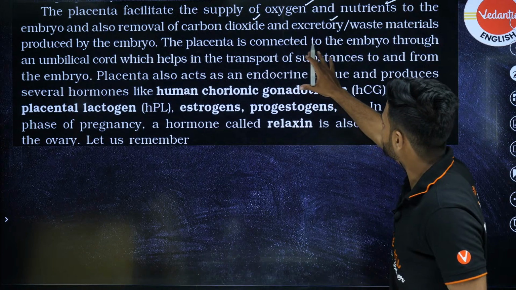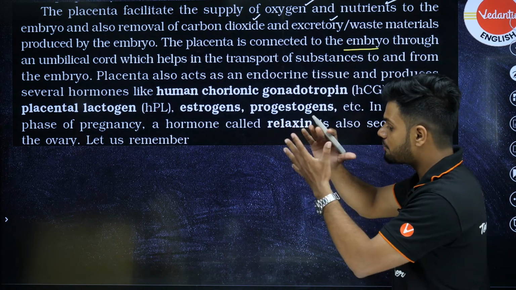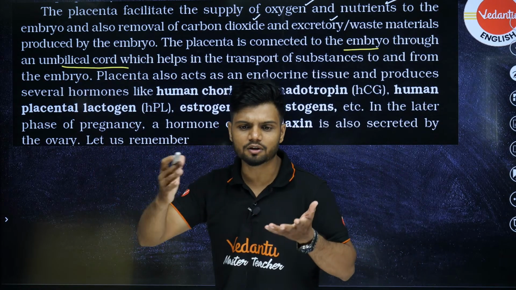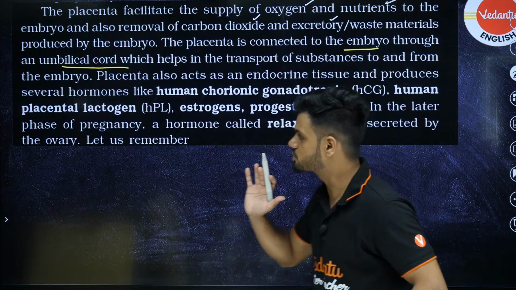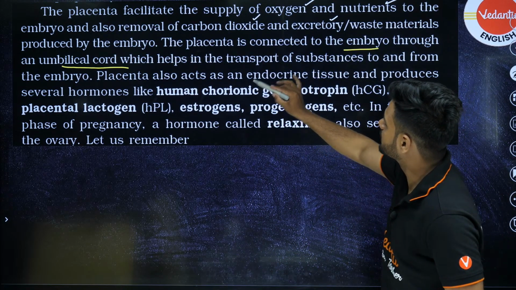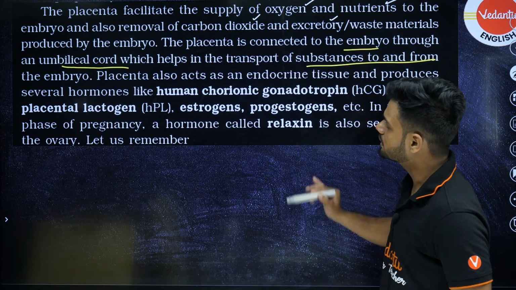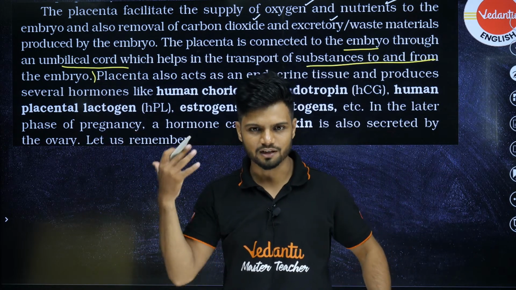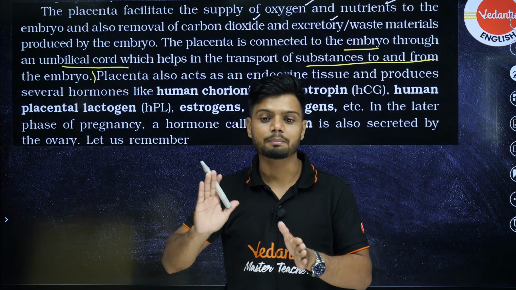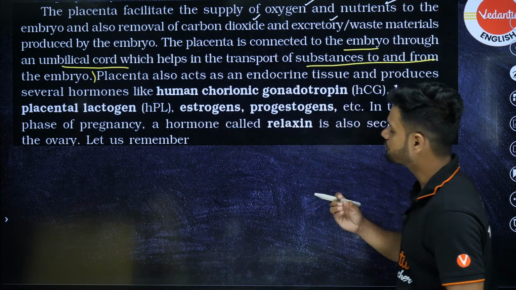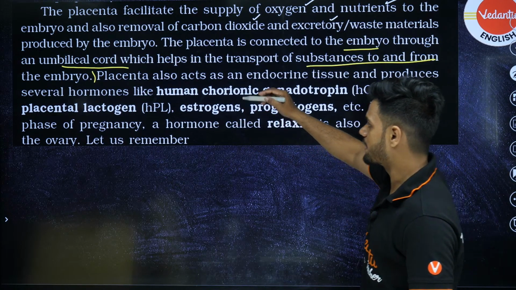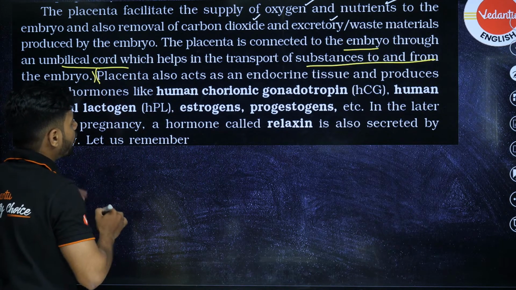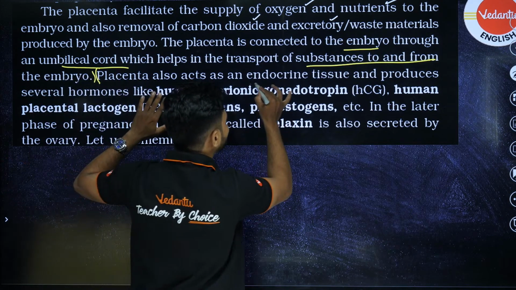The placenta is connected to the embryo. The placenta and embryo connect through the umbilical cord. That is like a bridge. The umbilical cord is the bridge, which helps in transport of substances to and from the embryo. See, here they have mentioned embryo. Eventually, it is going to be the baby, obviously. Right now, they have given embryo. Later, it is going to be the baby, the fetus. The placenta, this is very important. NEET PYQ alert right here. The placenta also acts as an endocrine tissue.